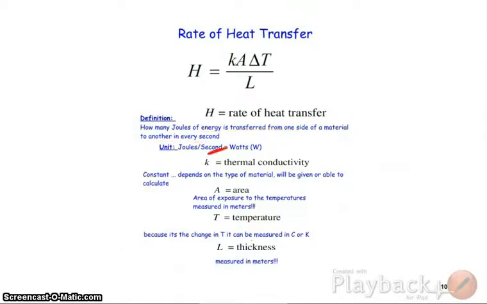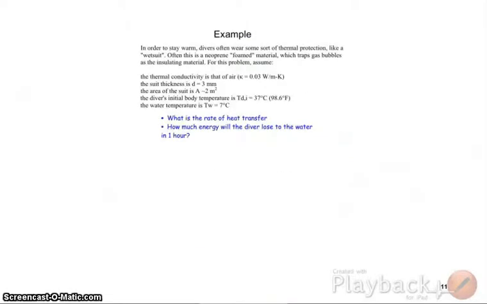Now, K is thermal conductivity, and that is dependent on the type of material. A is the area of the material that is exposed to the heat. T is temperature. Now, because it's change in temperature, it can be in Kelvin or Celsius. And L is the thickness. How far does that heat have to travel through the material? And that's measured in meters. And area is in meters squared.